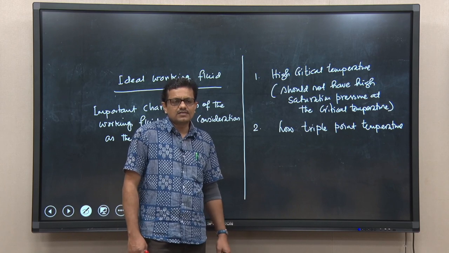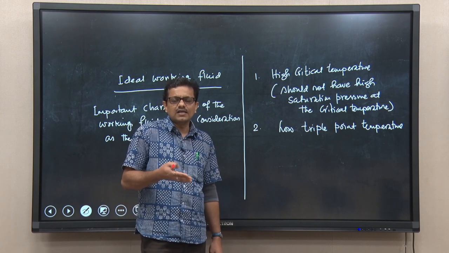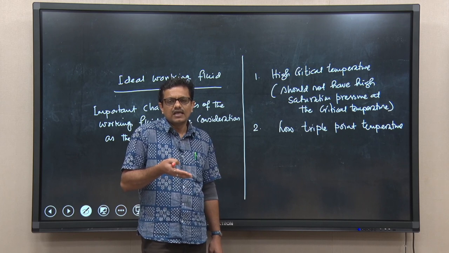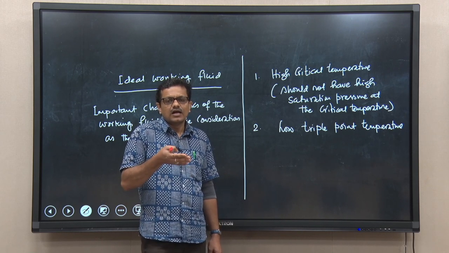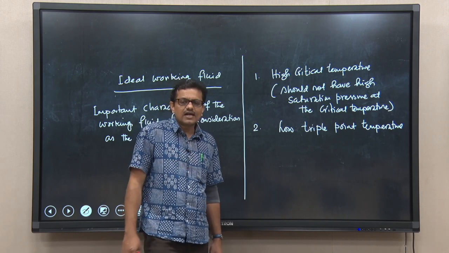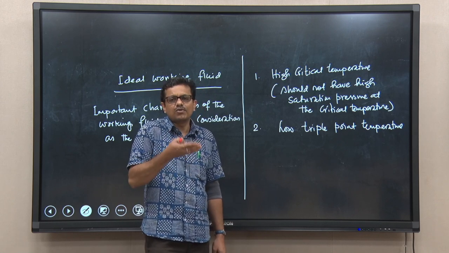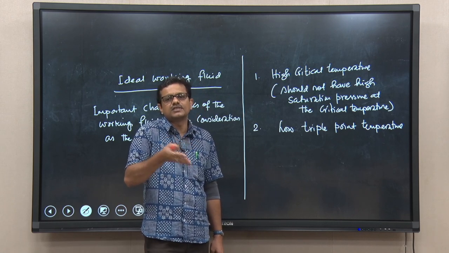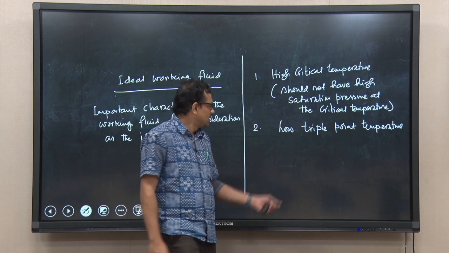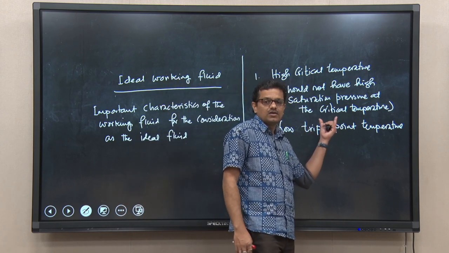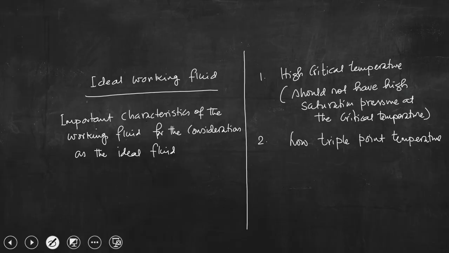But the problem is, if the condenser pressure is well below the atmospheric pressure, air leakage will be there. In addition to that, the pressure at which the condenser will be operated depends on the temperature of water which is available at the site. So, if we can have a working fluid whose triple point temperature is less than the temperature of the cooling medium, then the solidification problem can be avoided. Otherwise, it will start solidifying. So, that is number 2.